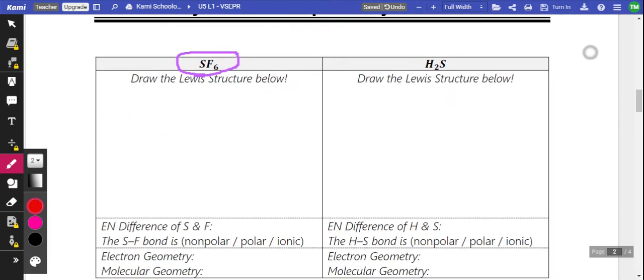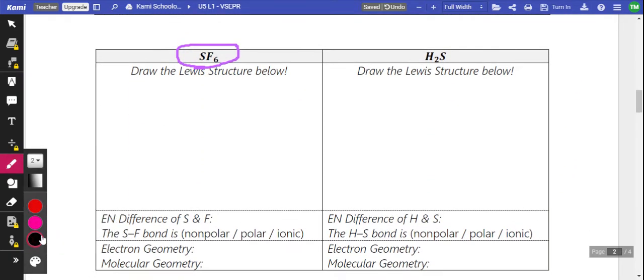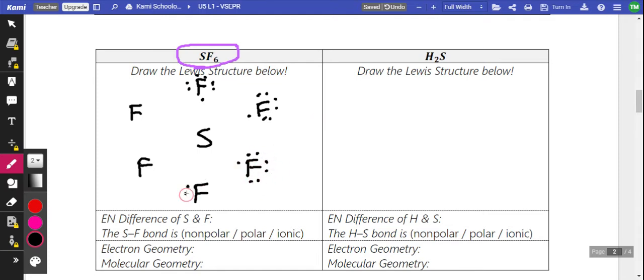Skip down to SF6. All right, got my S as my center because it's the odd one out. I'm going to surround it with all these fluorine atoms. Each fluorine gets 7 valence electrons. 1, 2, 3, 4, 5, 6, 7. 1, 2, 3, 4, 5, 6, 7. And again, we're going to prioritize these guys and their happiness on the outside rather than the sulfur.